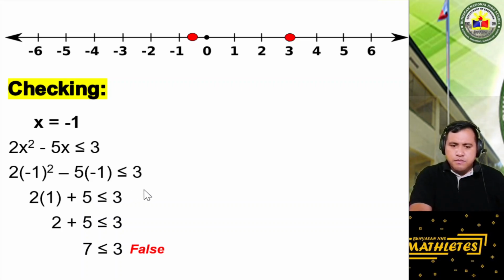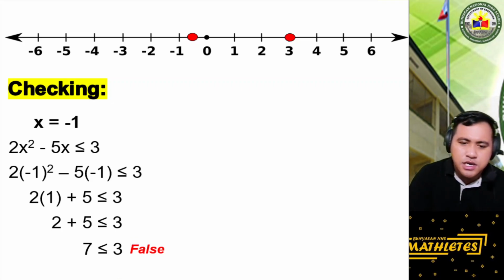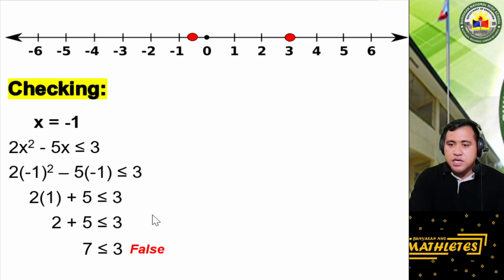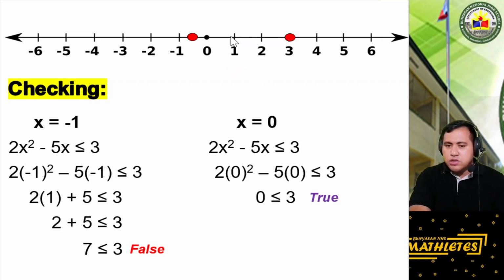So x is equal to negative 1, the result is 7 is less than 3, which is false. So this portion is not a solution set. This interval is not a solution set of our quadratic inequality. Next is the middle interval. Okay, let's solve the middle one. Since 0 is nearest.